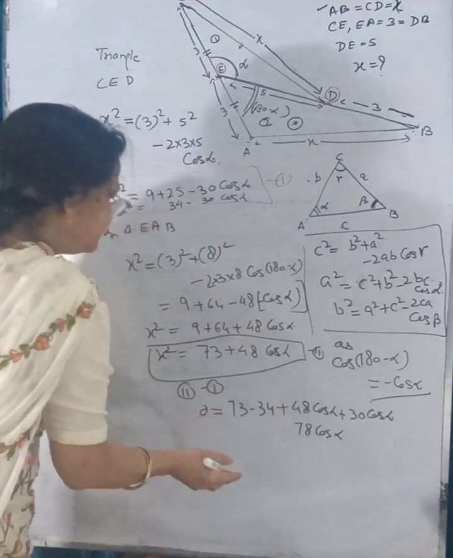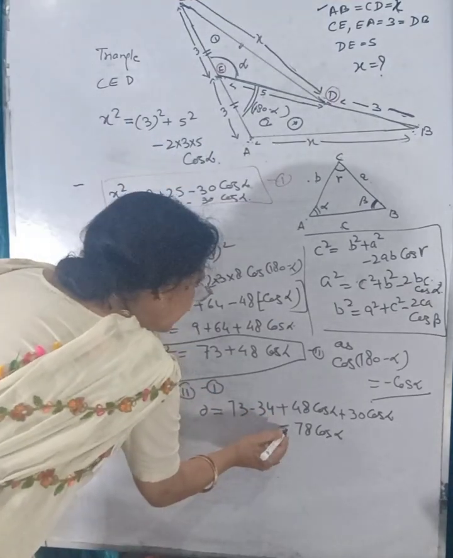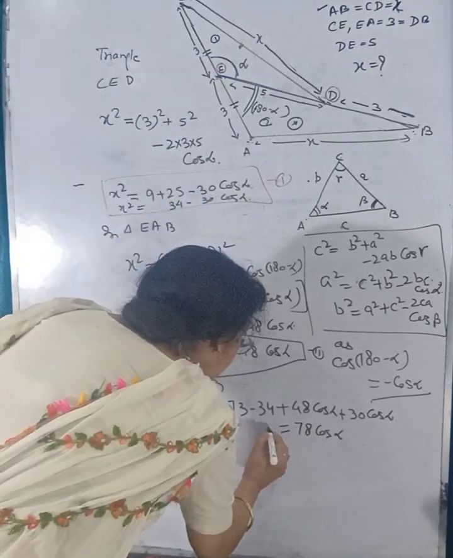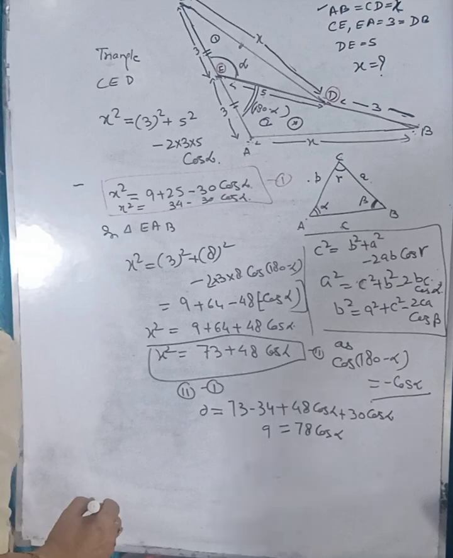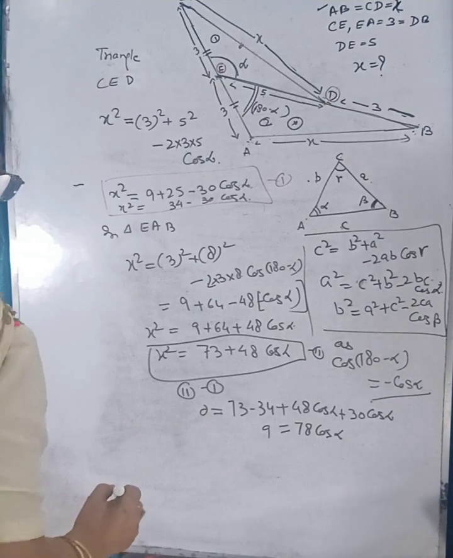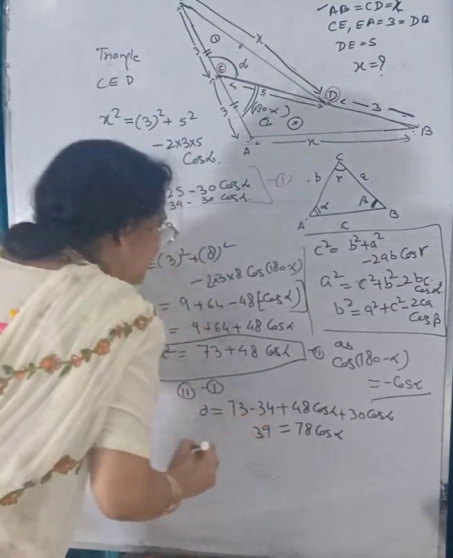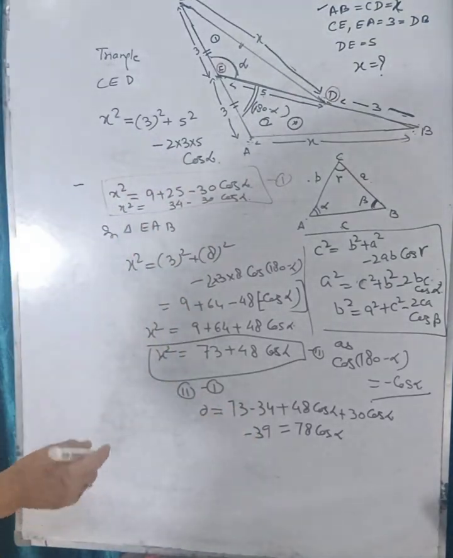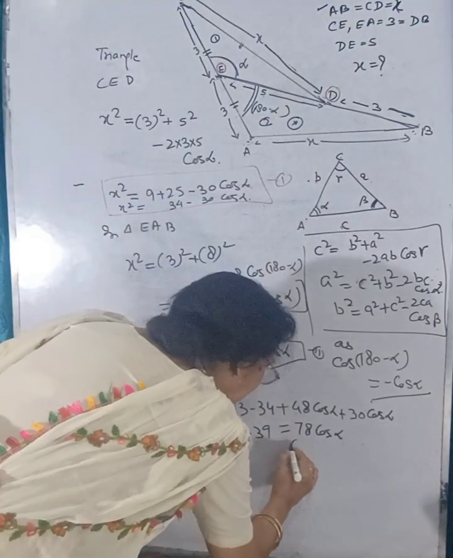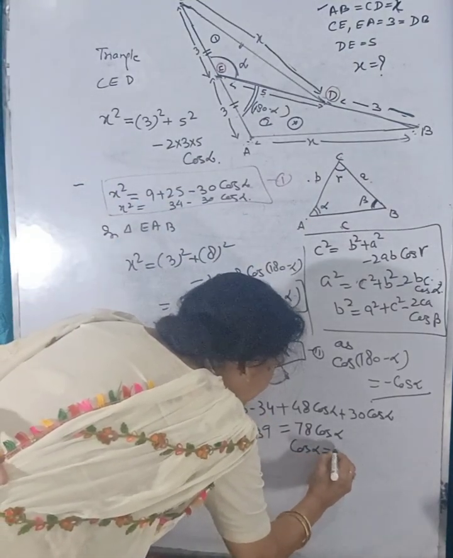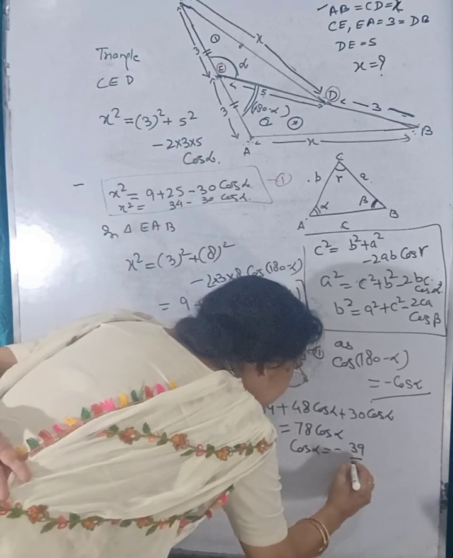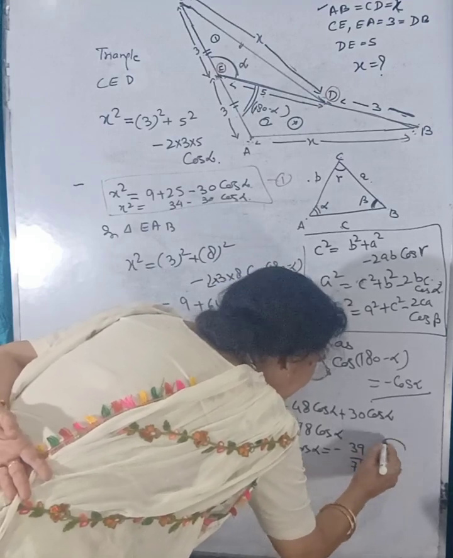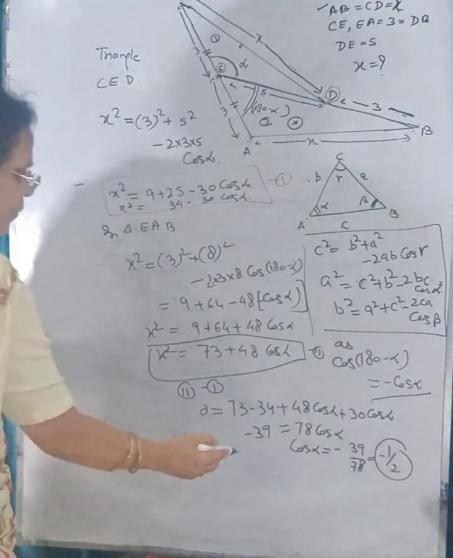It means 78 cos of alpha is equal to minus 39, so cos of alpha will become minus 39 upon 78, that is minus 1 by 2. This value is obtained over here.